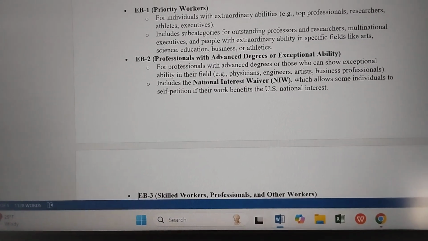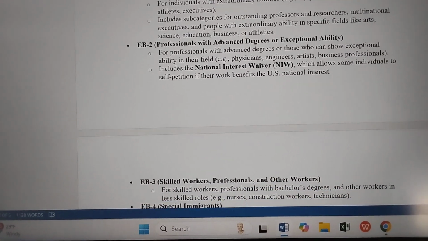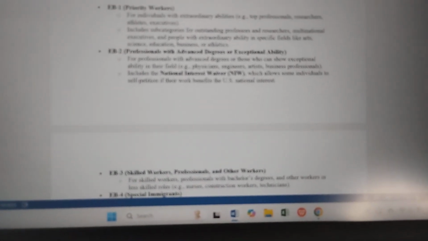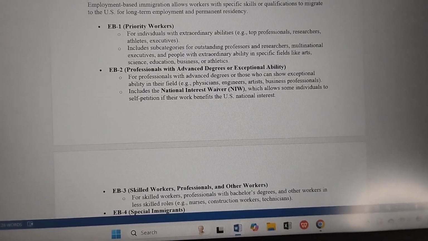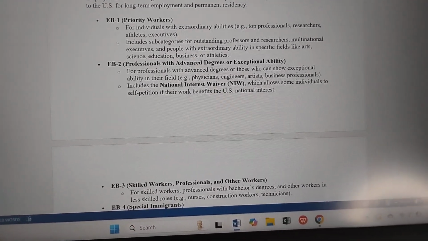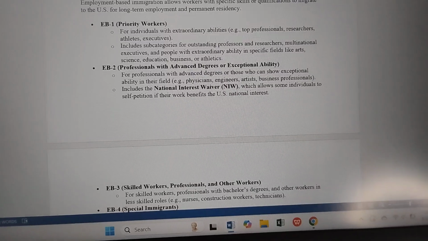We have what you're calling EB2 visa. When you talk about EB2 visa, then we are saying that this one is meant for professionals. You can also use EB2 visa. Professionals with advanced degrees or exceptional ability.